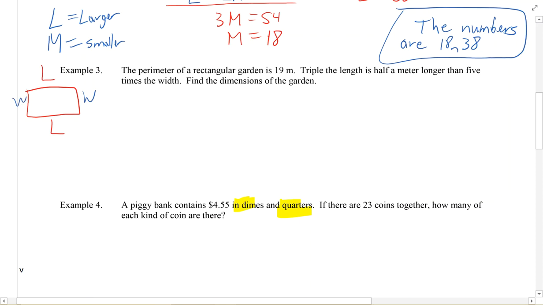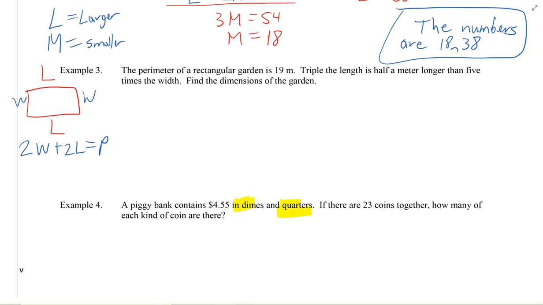How many lengths and how many widths are there? 2. That's so important to see. Okay, if you have 2 widths and you have 2 lengths, and that equals the perimeter. Now normally you're used to seeing P first, but if I write it flipped, it's more like general form, or standard form, to be honest.